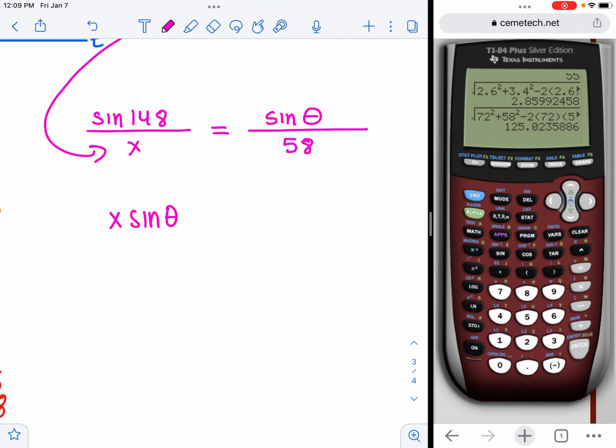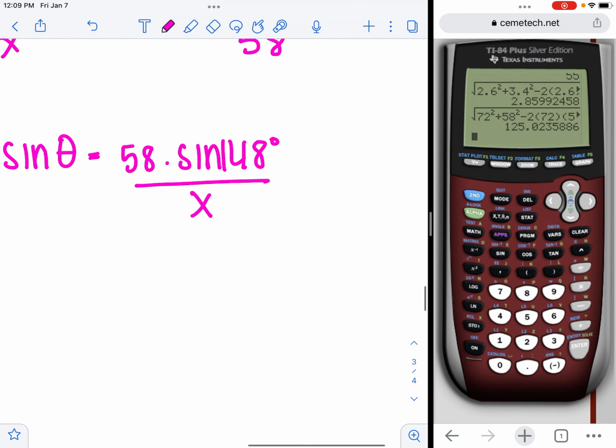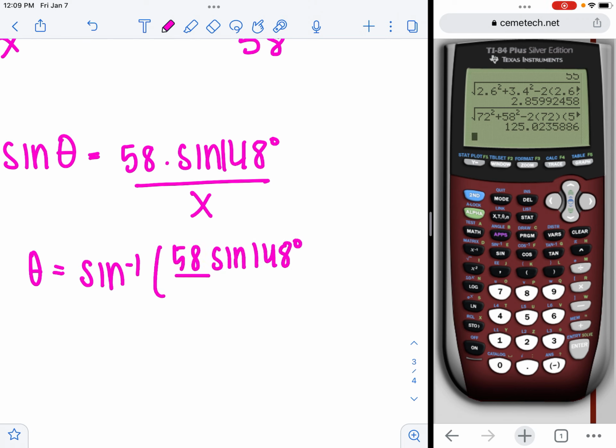So I'm going to do x times the sine of theta is equal to 58 times the sine of 148 degrees. And then I'm going to get rid of the x by dividing both sides by x. All right, now I can solve for theta by sine inversing both sides. So I have theta equals sine inverse of 58 times the sine of 148 divided by that x value.